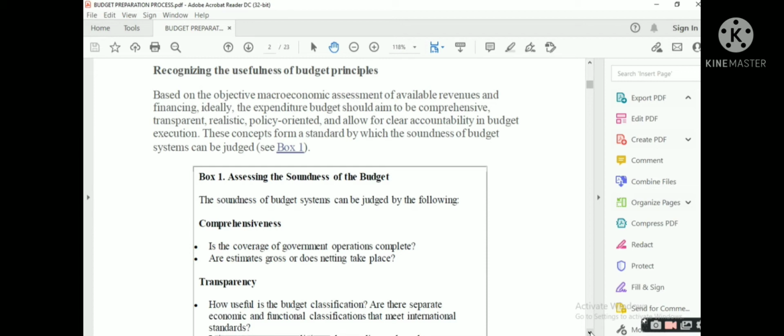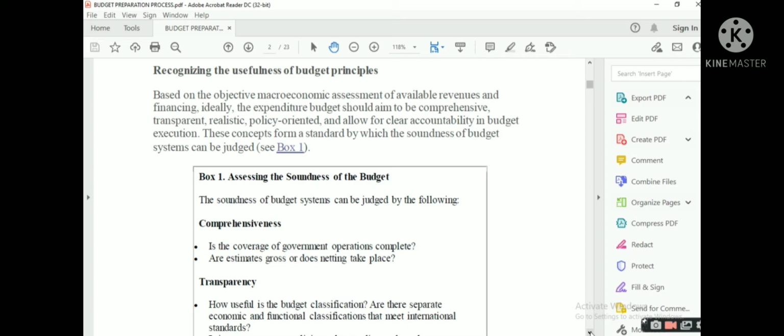Box 1. Assessing the soundness of the budget. The soundness of budget systems can be judged by the following. Comprehensiveness: is the coverage of government operations complete, or estimates gross, or does netting take place? Transparency: how useful is the budget classification? Are there separate economic and functional classifications that meet international standards? Is it easy to connect policies and expenditures through a program structure?